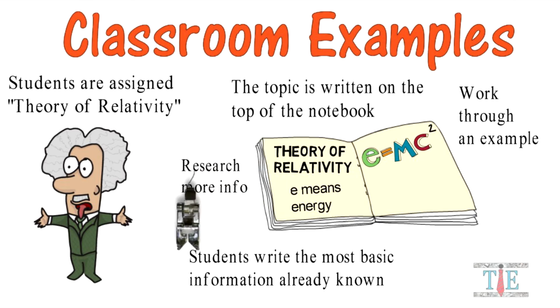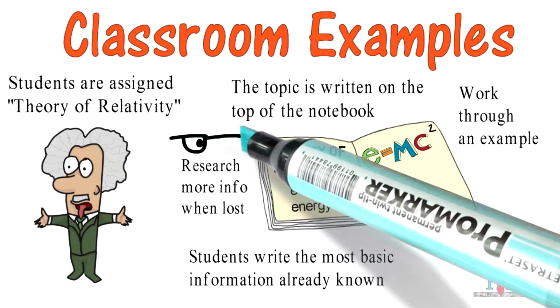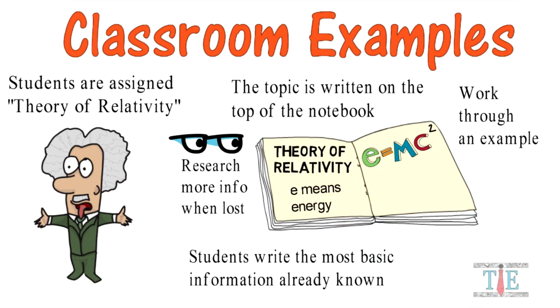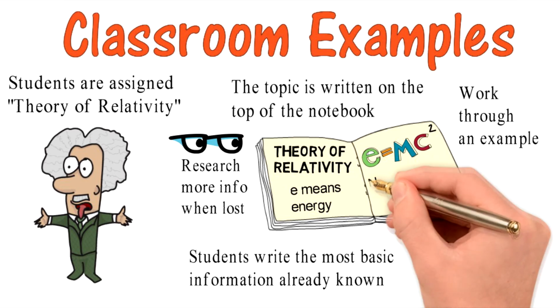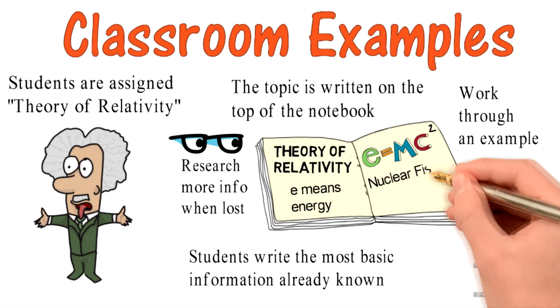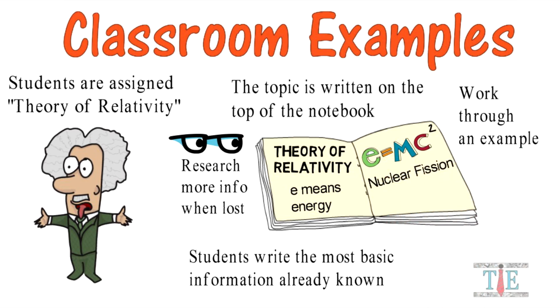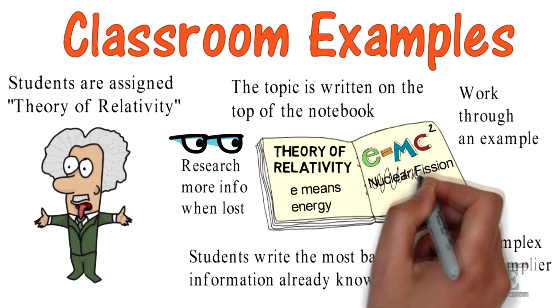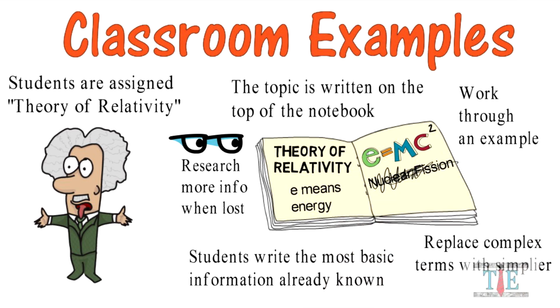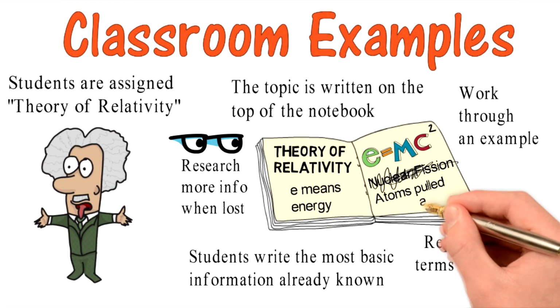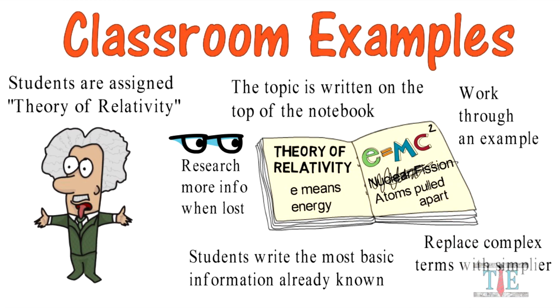Then students should research more information when they get lost. They need to go back and actually look up and read up on that which they do not know. One of the main points of this technique is to replace complex words and replace them with simpler words that can be easily understood by everyone. If you originally wrote the word nuclear fission, you can replace it with an easily understood definition. Atoms are being pulled apart.